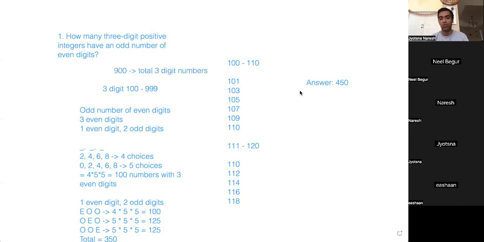Now we know the answer here is 450. What does that tell us with respect to the total number of three-digit numbers? Half of the 3-digit positive integers have an odd number of even digits. Good. The other half would thus have an even number of even digits, right? Now, any ideas of a good way of seeing that initially or convincing yourself of this?